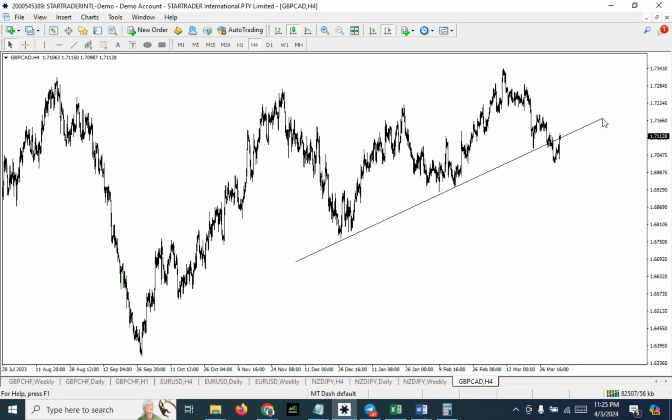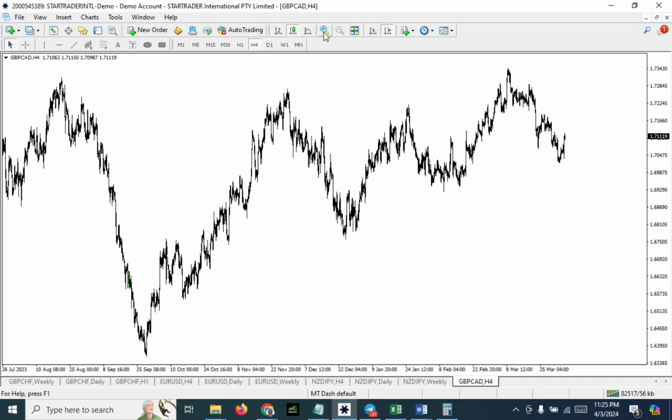So don't mind what the smaller picture is. Look at the bigger picture. We try to zoom out on the chart. Now let's zoom in again.